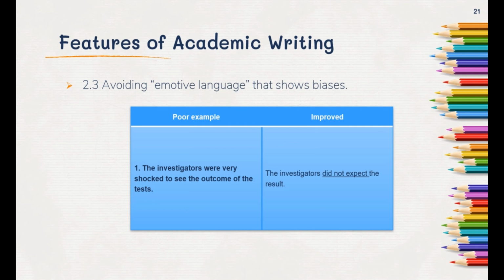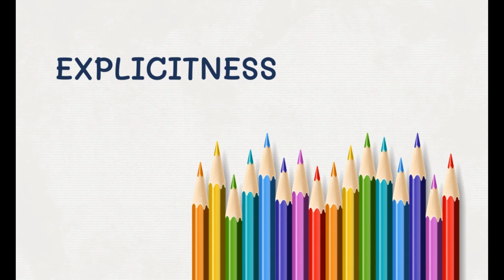Take a look at our example. The investigators were very shocked to see the outcome of the test. Instead of using the emotive language, very shocked, you can just simply say, the investigators did not expect the result. It's much more objective. The third feature of academic writing is explicitness.